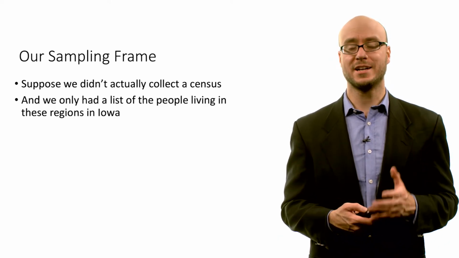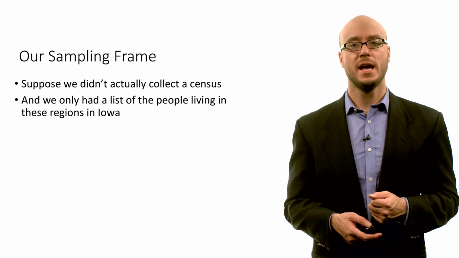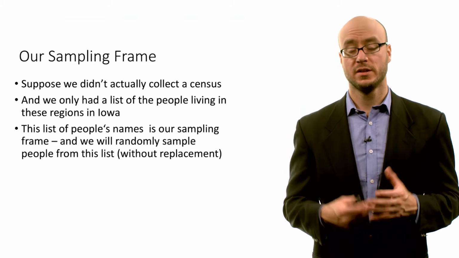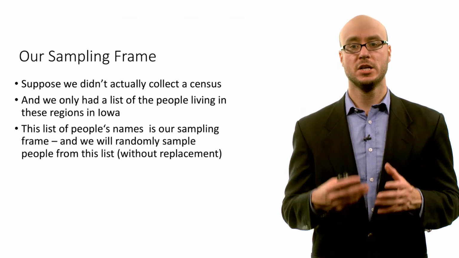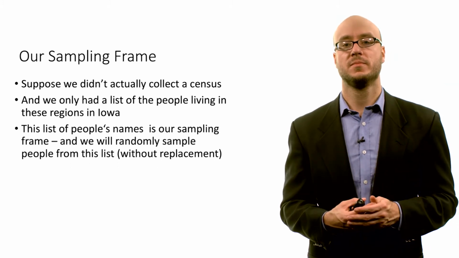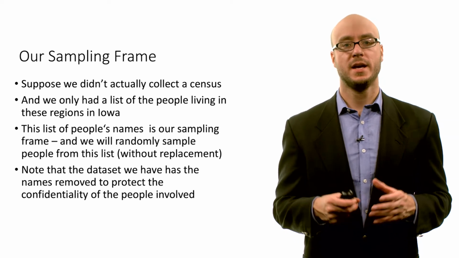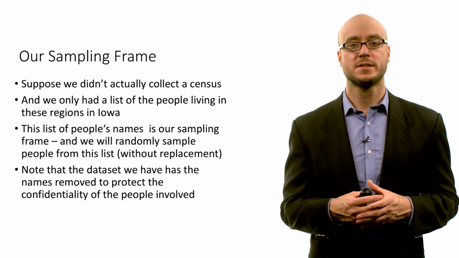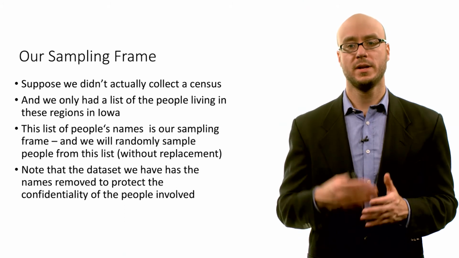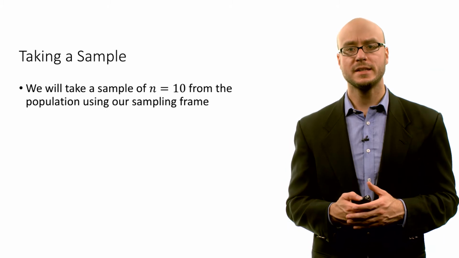So suppose we didn't actually collect the census, so we didn't actually have all the information on people in Iowa, and we just had a list of the people living in these different regions. This is the sampling frame. So what we're going to do is randomly sample people from this list. For now, we'll sample without replacement. In this case, we've removed the names of the people, but each row is just a different person. So let's take a random sample.